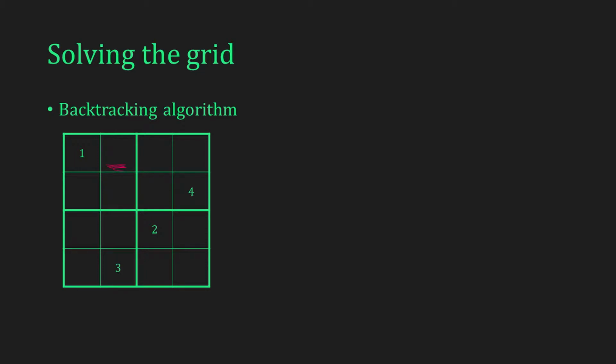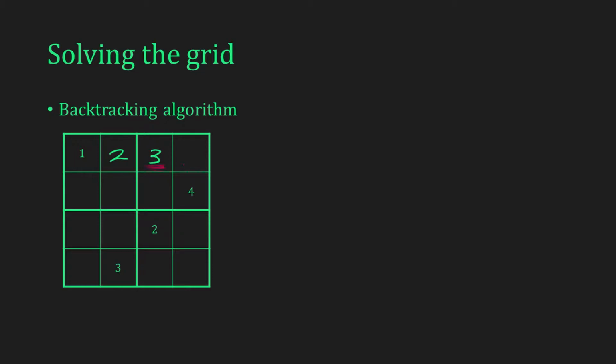No. Can a 2 go in there? Yep, a 2 can. So we put a 2 in there. Then we look at the next free cell, and we're like, okay, can a 1 go in there? No. 2? No. 3? Yep, 3 can go in there. And then we look at the fourth cell and we realize that none of the numbers can go in there because we have a 4 in that block as well.